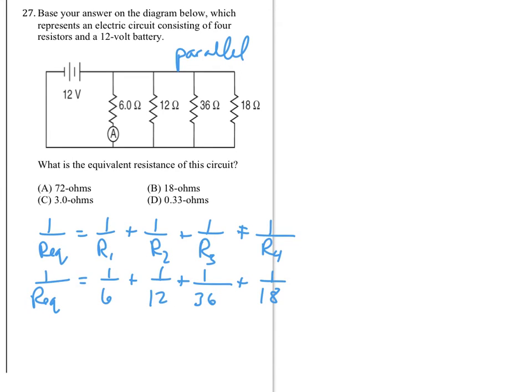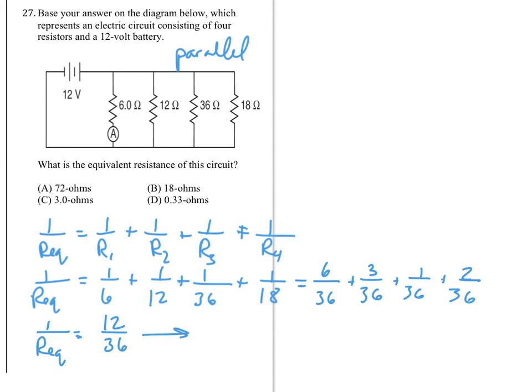First, we got to find our least common denominator. And for all of these numbers, it just so conveniently works out that it's 36. So 1 over 36 becomes 6 over 36. 1 over 12 becomes 3 over 36, plus 1 over 36, plus 2 over 36. Add them up. Six plus 3 plus 1 plus 2, that is 12 over 36.